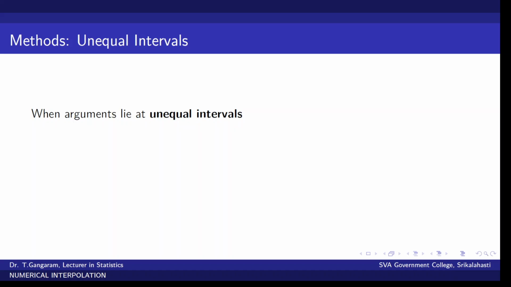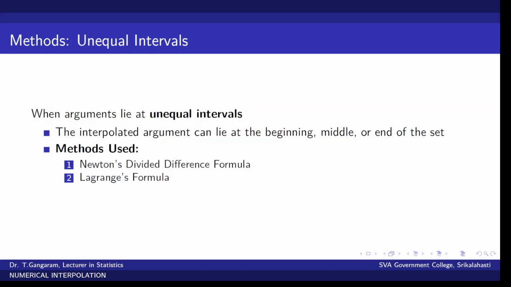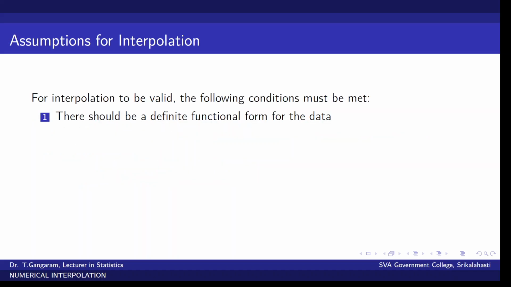There are methods to find the interpolation for unequal intervals also. The interpolated argument can lie at the beginning, middle or at the end. Wherever it lies, the methods used are Newton's divided difference formula and Lagrange's formula. Here there is no condition for equality. The x arguments may not lie at equal intervals.